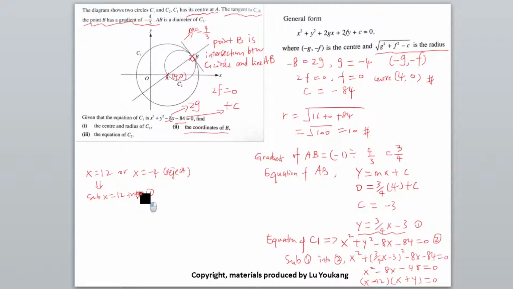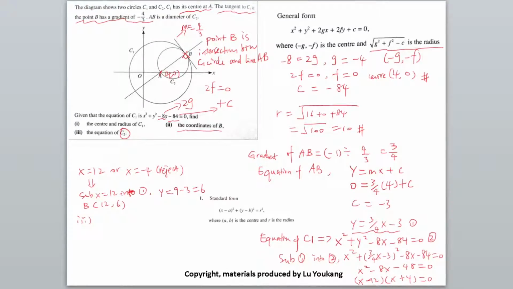And you should get y equals 3/4 times 12 is 9. So 9 minus 3 equals 6. Therefore, the coordinates of B is (12, 6). Now we are asked to find the equation of C2. So let's take a look at the circle C2. In order to find the equation of it, we need to find the center point, and we also need to find the radius.